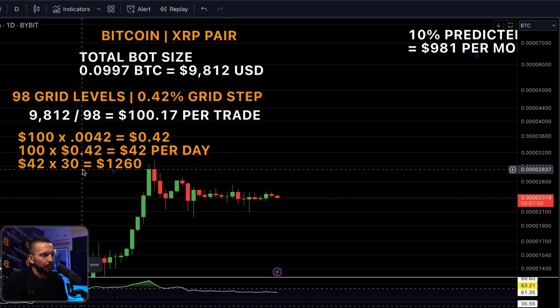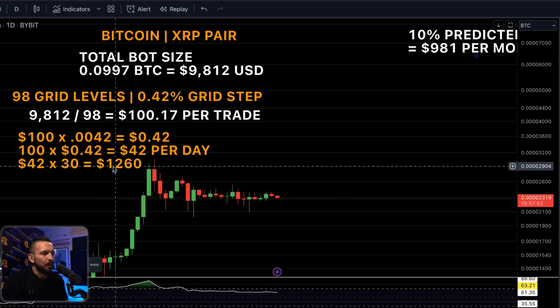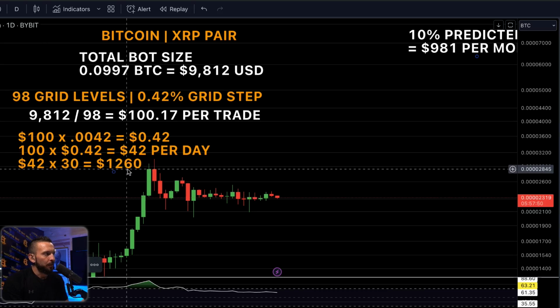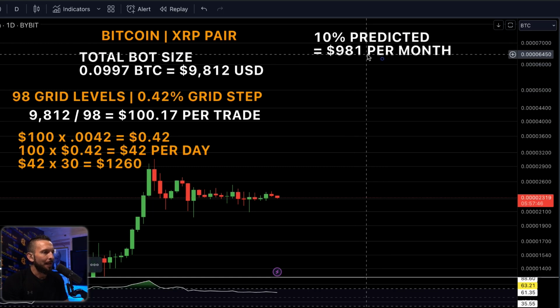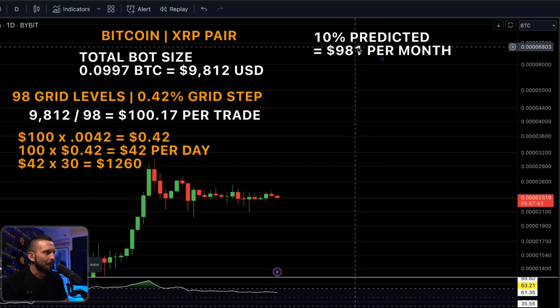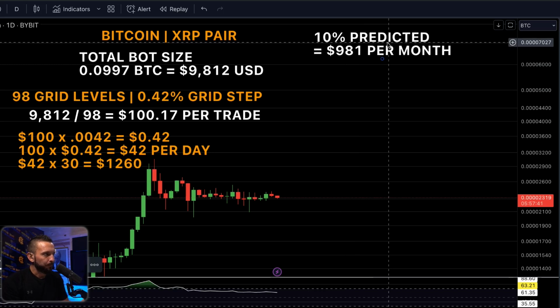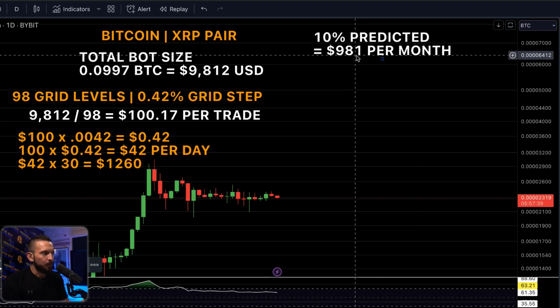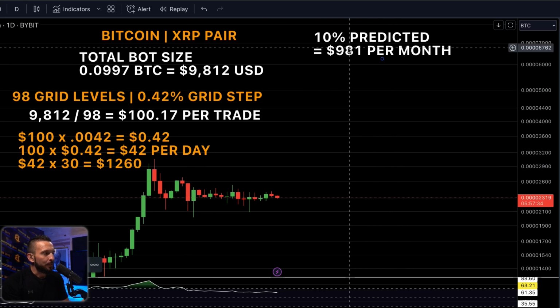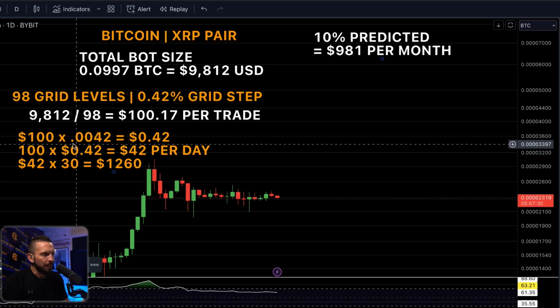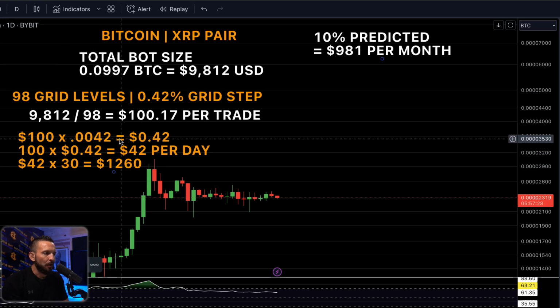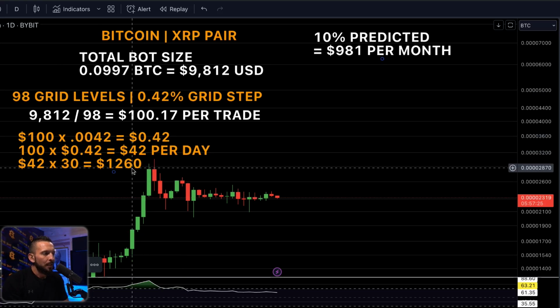So if we take a look at that over a 30-day period, it would be $1,260. Now, if we take a look at when we're going to back test this bot, it's going to tell us that this bot should average roughly around 10% in predicted profit, which would give you about $981 per month. So I would say that between their predictions and what I've just broke down here, if this bot, very questionable, if it makes 100 trades a day, which is very possible, it'll bring in about $1,260 per month.